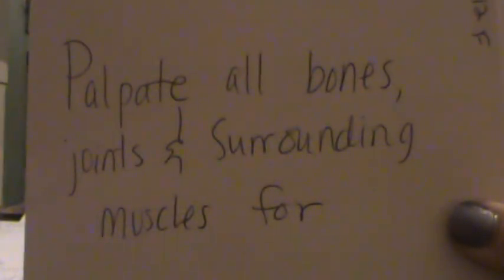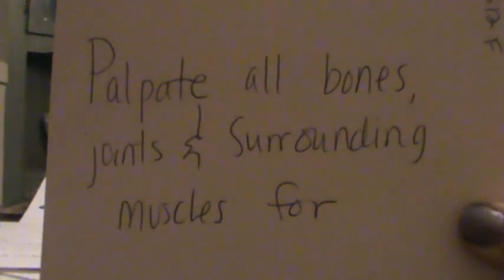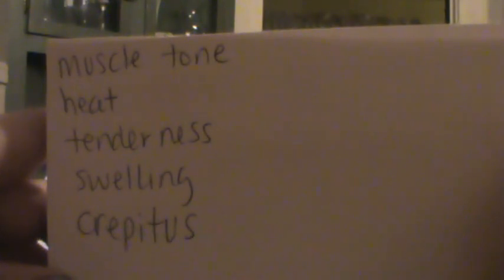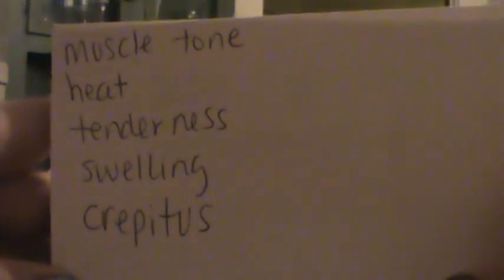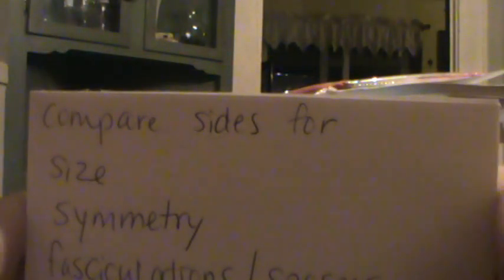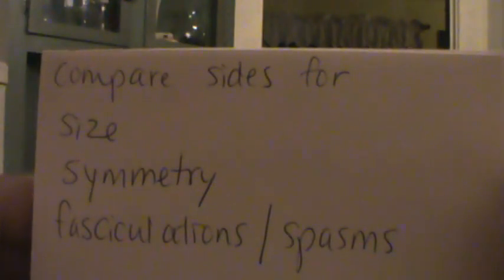Palpate all bones and joints and surrounding muscles for what? What are we palpating joints for? We're going to check for muscle tone, heat, tenderness, swelling, and crepitus. Those are the things that we can palpate a joint for. We're going to inspect muscles for what? We want to compare the sides for size, symmetry, and fasciculations or spasms.